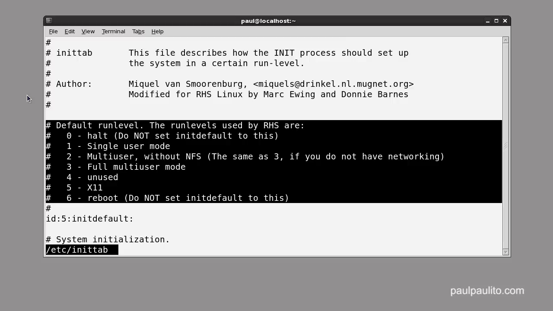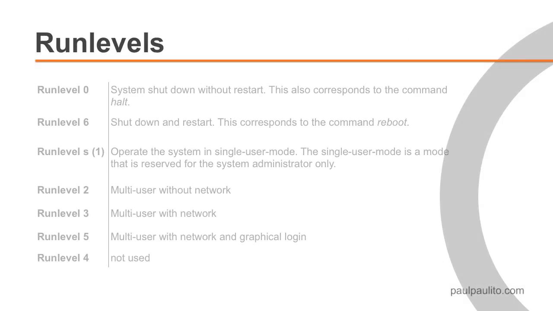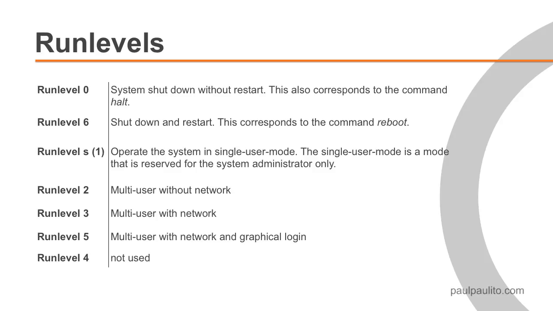The fixed run levels and their specifications are: run level 0, system shutdown without restart. This also corresponds to the command halt. Run level 6, shut down and restart. This corresponds to the command reboot. Run level S, operate the system in single user mode. The single user mode is a mode that is reserved for the system administrator only.